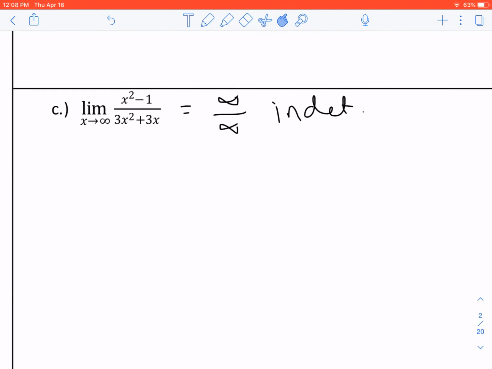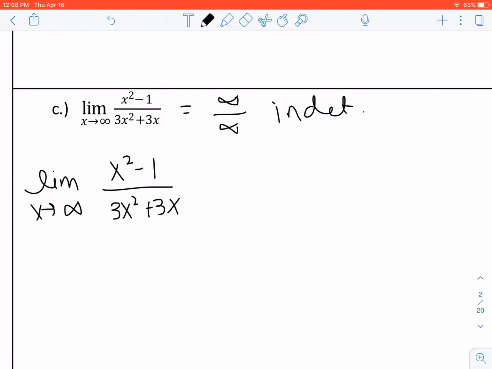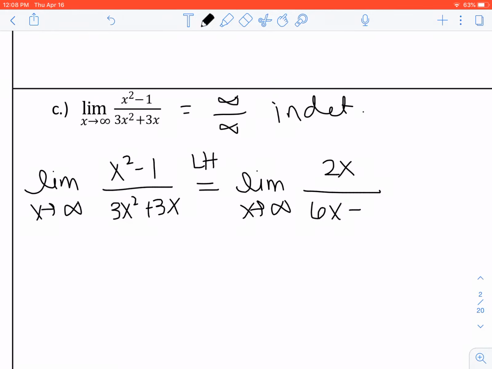So I'm going to go ahead and rewrite our function and our limit. So we have the limit as x approaches infinity of x squared minus 1 over 3x squared plus 3x. And we're going to go ahead and use the L'Hopital's. Put an LH above that, and your limit stays the same. Derivative of the numerator is going to be 2x, and the derivative of the denominator is going to be 6x plus 3. So we're going to try to use direct sub again. 2 times infinity would be infinity over 6 times infinity plus 3 is still infinity, which is still indeterminate.